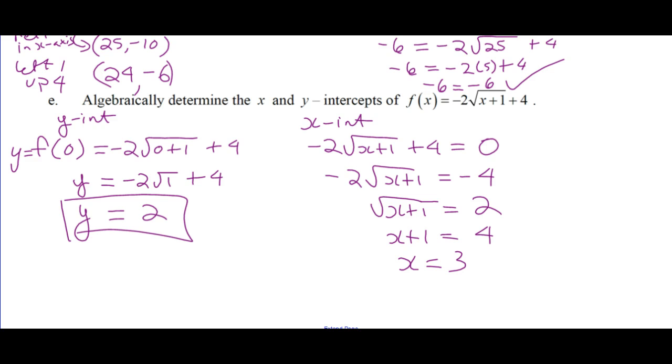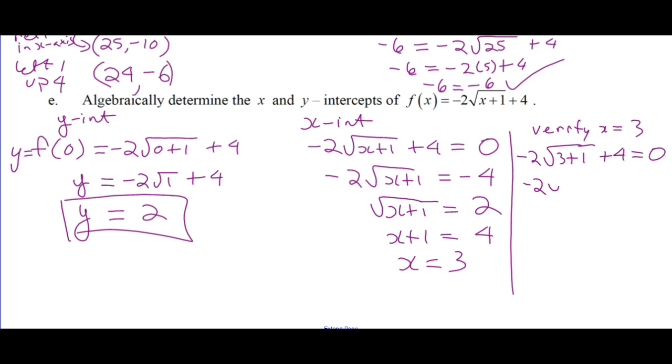We need to verify this. Because the act of squaring both sides can introduce solutions which aren't really solutions. Okay, so we need to verify x equals 3. So negative 2 root 3 plus 1 plus 4 should be equal to 0. Right? That's what we're thinking, that when x is 3, y is 0. So negative 2 root 4 plus 4 is 0. Negative 2 times 2 plus 4 is 0. 0 equals 0. That checks.